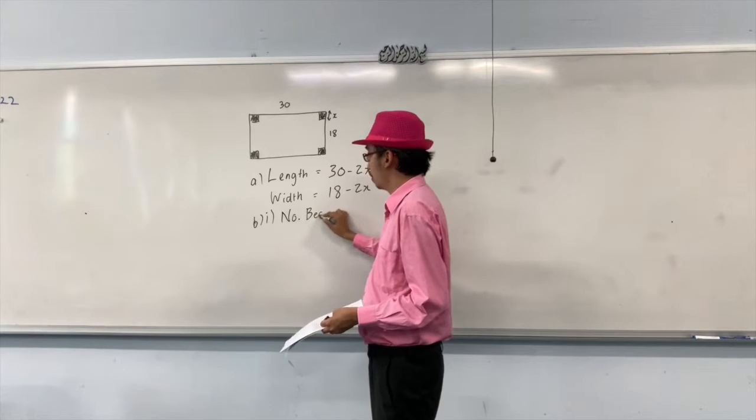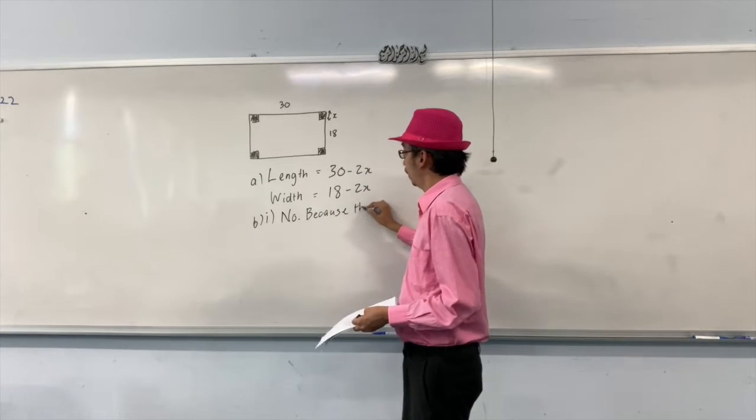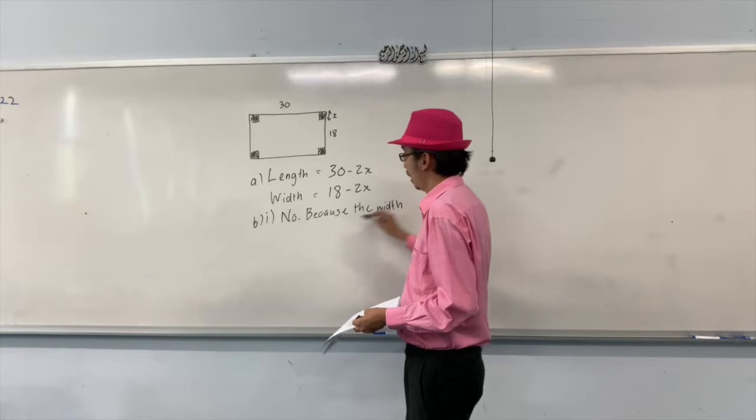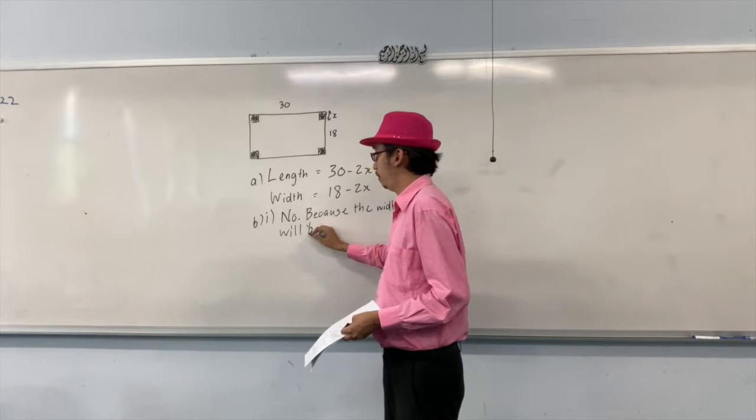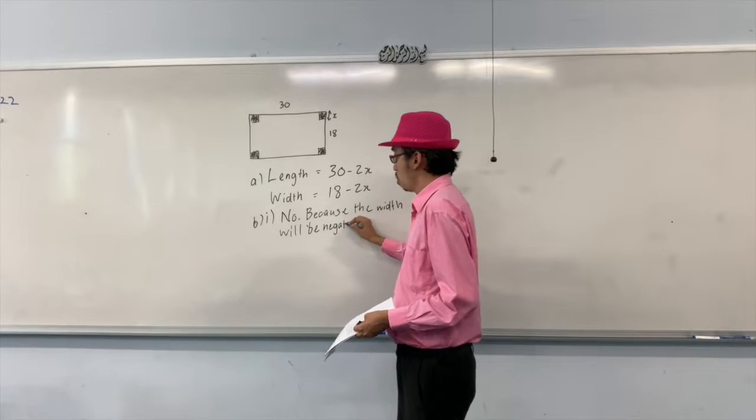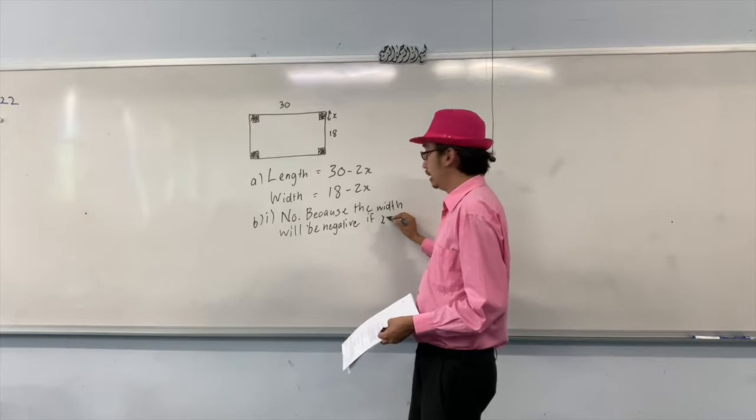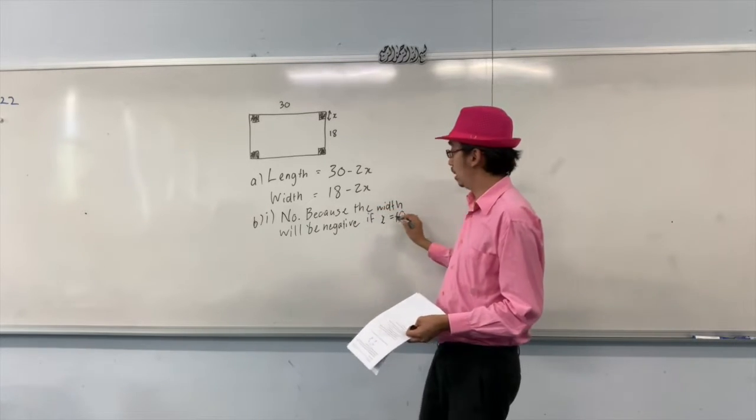Because the width will be negative if x is 10.